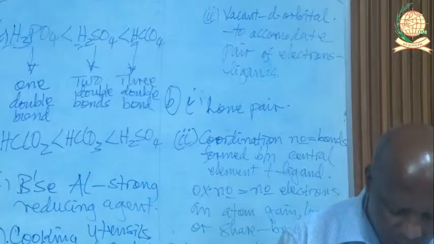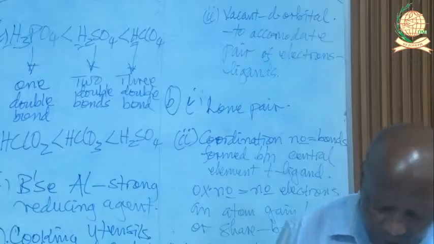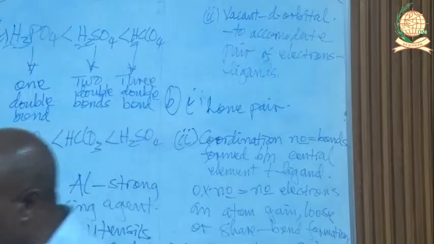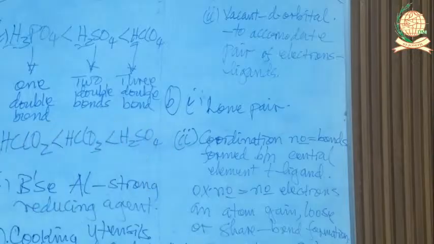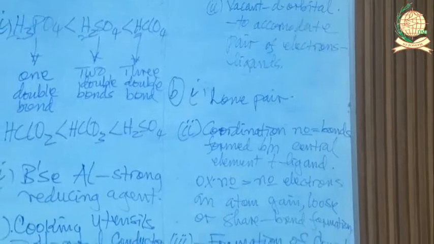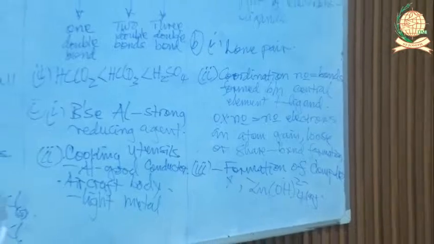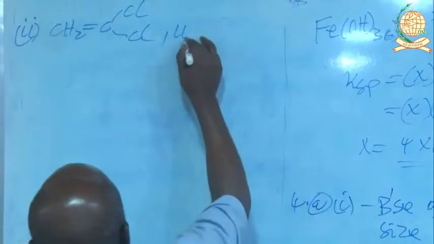Then draw the structure of the repeating unit of Saran. This is the structure. Here is Roman 2: CH2 double bond C, then Cl. This is a Cl. Then Roman 3: what type of forces are holding it? The force here is Van der Waals forces.